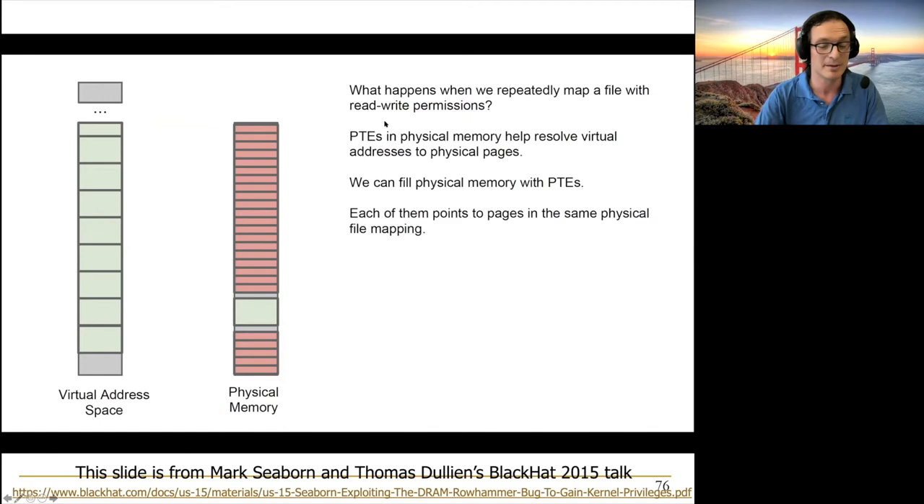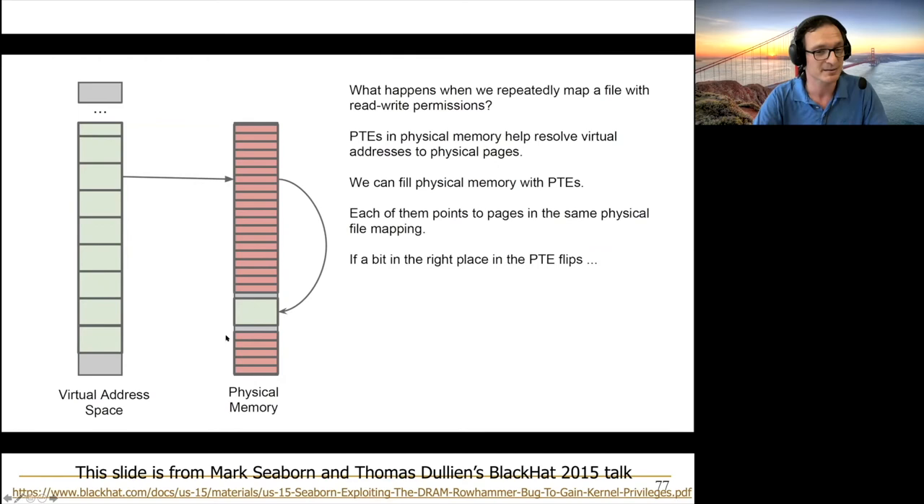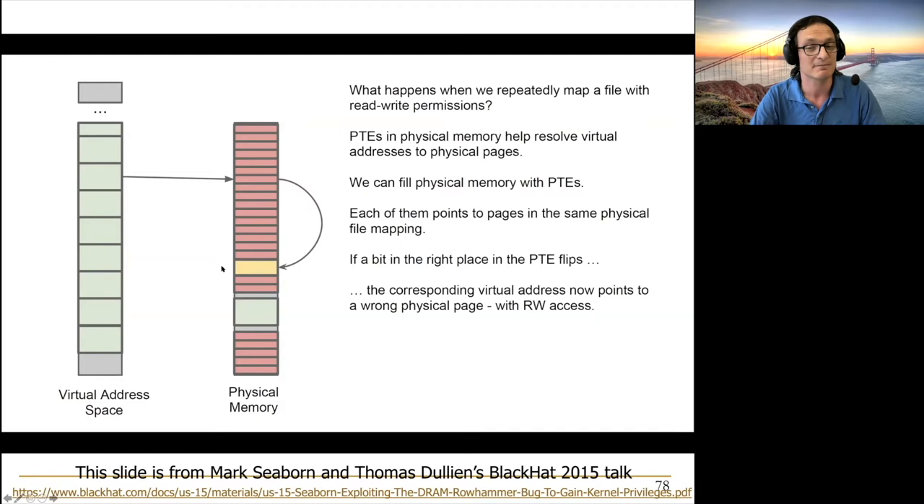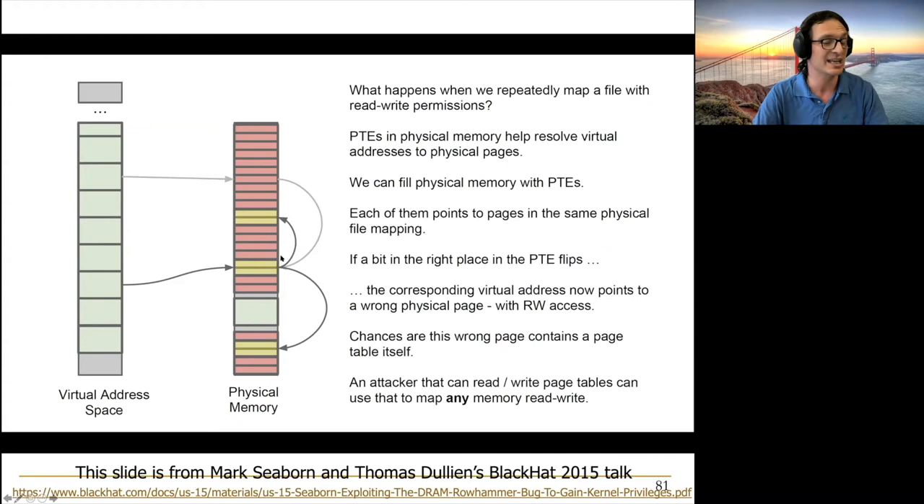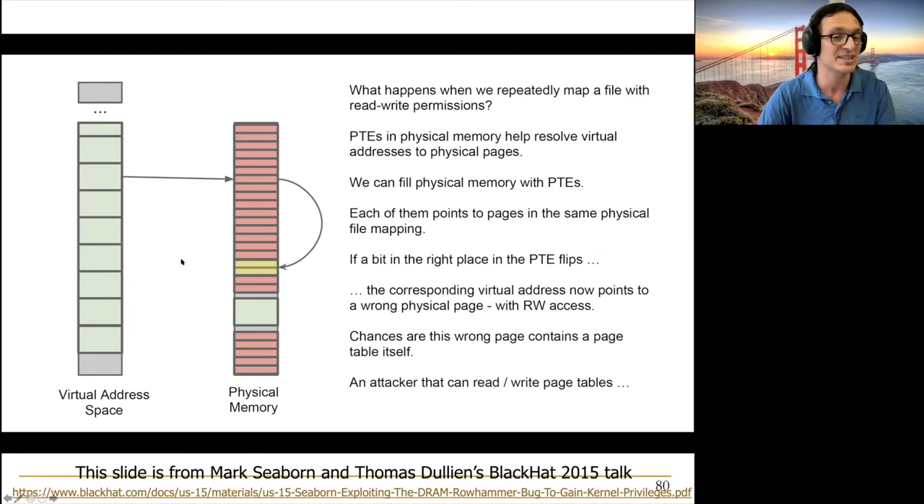Now, if a bit in the right place in the page table entry flips due to RowHammer, the corresponding virtual address now points to a wrong physical page with read-write access. And that happens to house a page table. Chances are this wrong page contains a page table itself, so the attacker can now read and write page tables. And they can use that to map any memory to read or write, meaning they can change the page table and write to any part of memory, right? Because you have access to a single page table. It doesn't matter which page table it is. You have access to that page table. You can map it to anywhere in memory, which means that you can read or write any content in memory at this point, which means that your system is completely compromised.